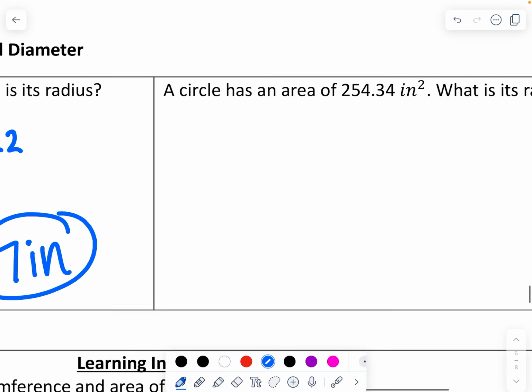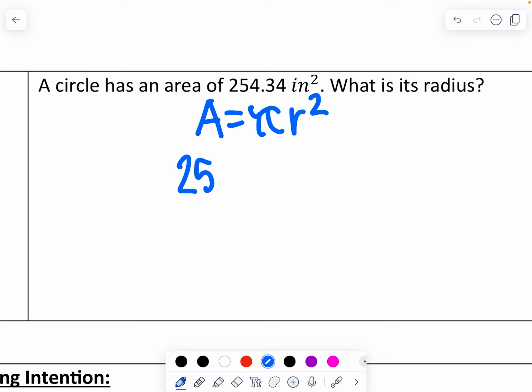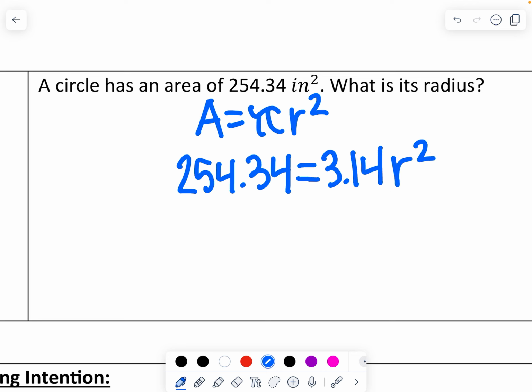All right, so same thing on this one. A circle has an area of 254 and 34 inches squared. What is its radius? So our formula is A equals pi r squared. It's giving us the area, and that's 254.34 equals pi is 3.14, and we want to find what our r is.